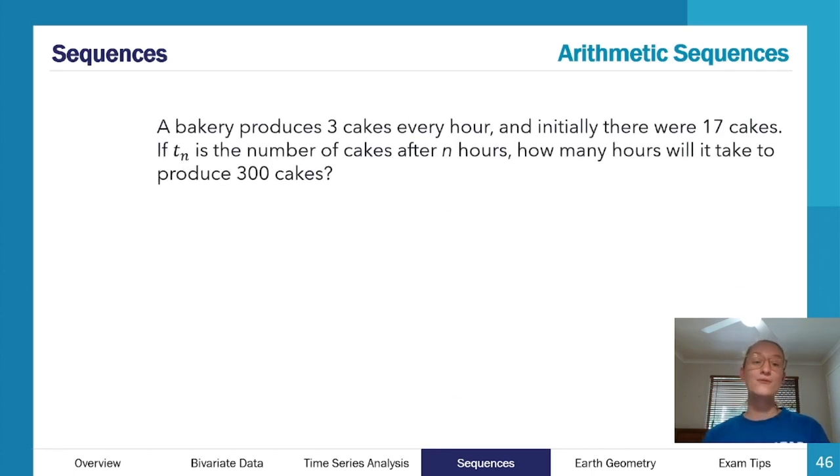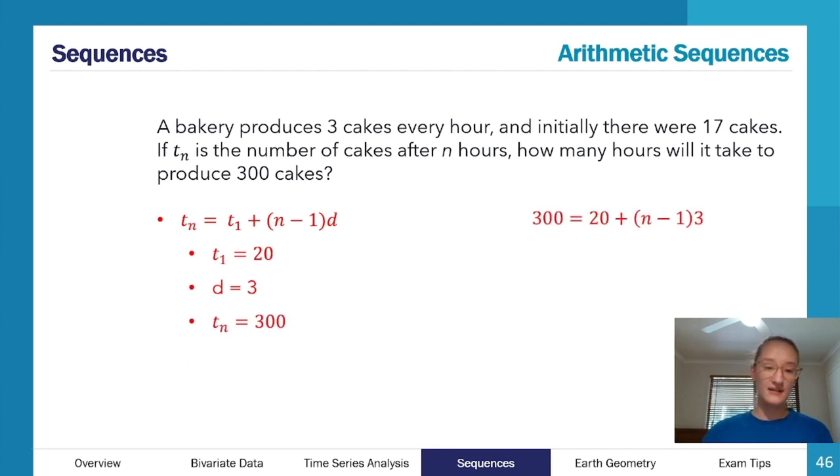Just another quick example. A bakery produces 3 cakes every hour. Initially, there were 17 cakes. If Tn is the number of cakes after n hours, how many hours will it take to produce 300 cakes? So again, you could use recursion to solve this, but it does also make sense to use our formula. So here, in my opinion, is where sequences gets the trickiest. So T1, I am actually saying is 20. And that's because, oh, I haven't defined n there, but that's okay.